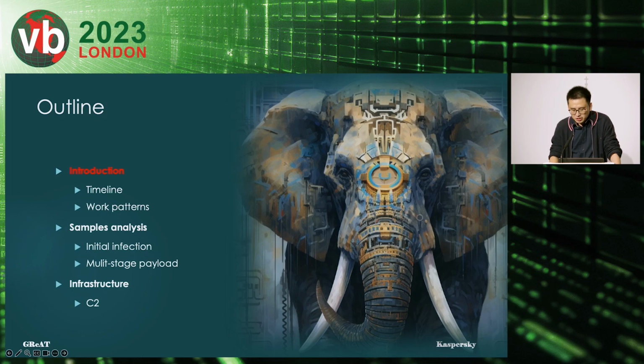My presentation consists of 3 parts. The first part is some interesting statistical conclusions. Secondly, we will see the initial infection process commonly used by Dropping Elephant, and some multi-stage samples we have seen in the attack campaigns. The last one is something about the C2 infrastructure.